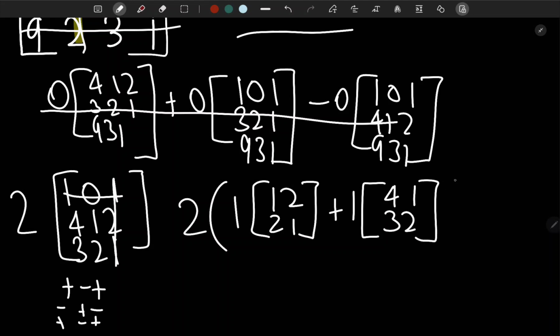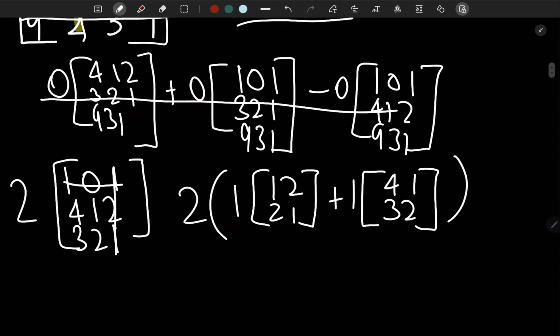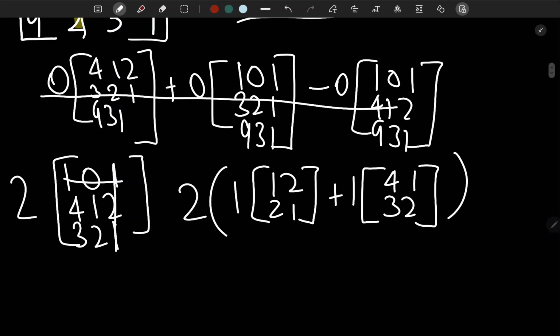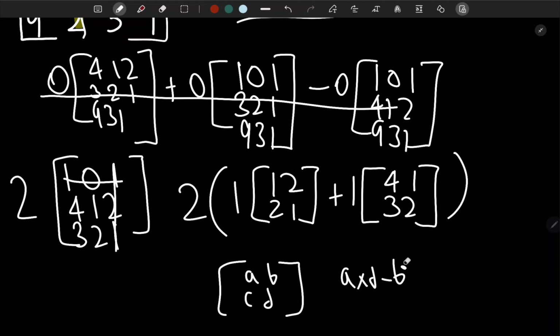Close brackets, and now we need to multiply this entire thing by 2. So let's simplify the inner part of the brackets. To find the determinant of a 2 by 2 matrix, the formula is, let's say we have A, B, C, D, it is going to be A times D minus B times C.